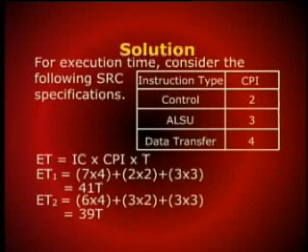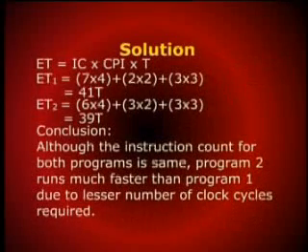From the data of this processor, one could see that control instruction requires 2 clock cycles per instruction, the ALSU requires 3, and a data transfer instruction requires 4. Using this data, the execution time for the first program is 41, whereas it is 39 in the second case. Now, this 39 and 41 is arbitrary, and one could assume that the multiplying factor is the same in the two cases, assuming that the clock is running at the same speed. So, one concludes that although the instruction count for both programs is the same, program 2 runs faster than program 1 due to the lesser number of clock cycles required for execution.